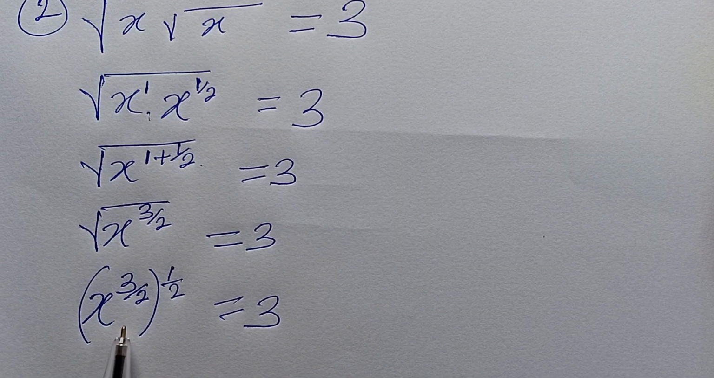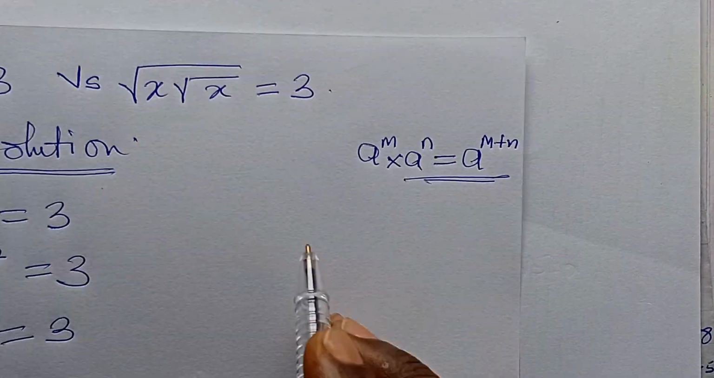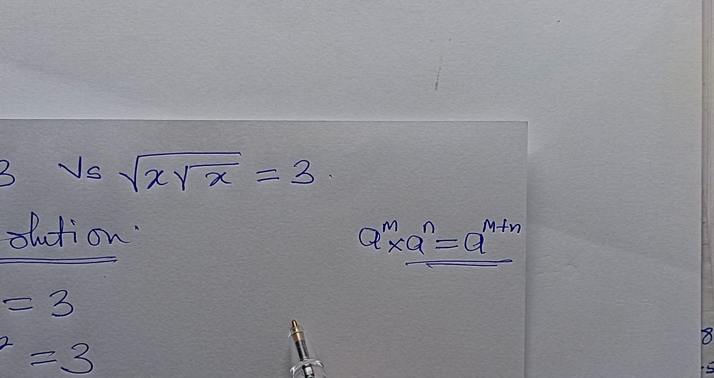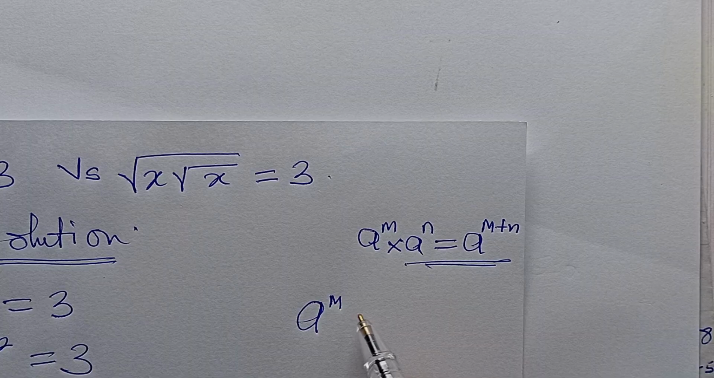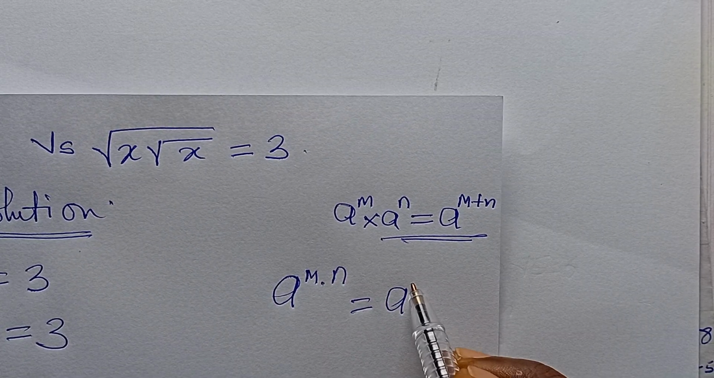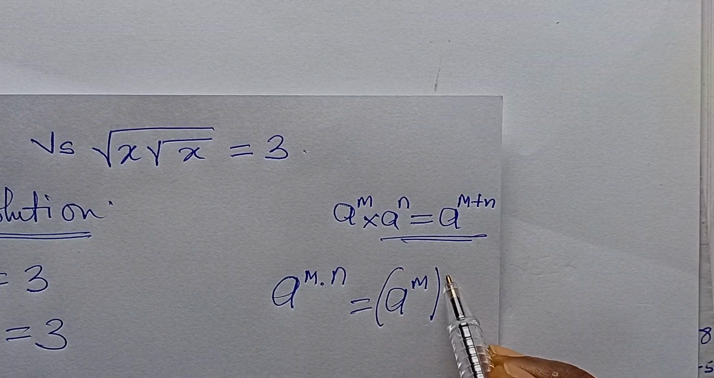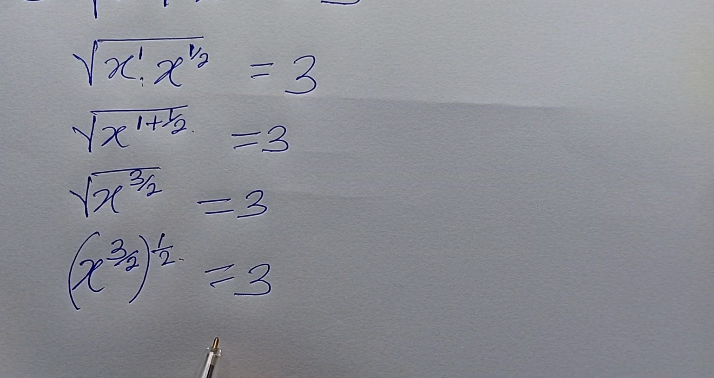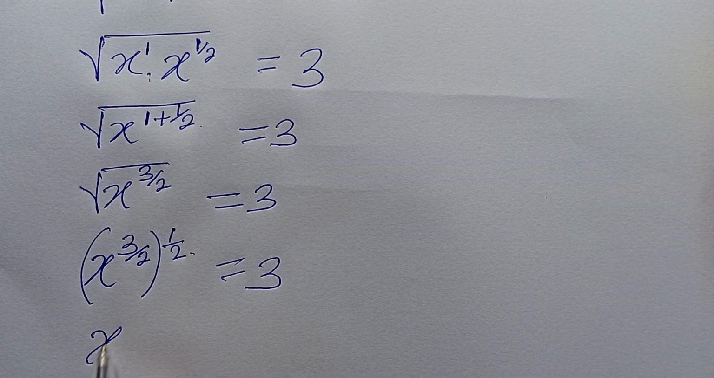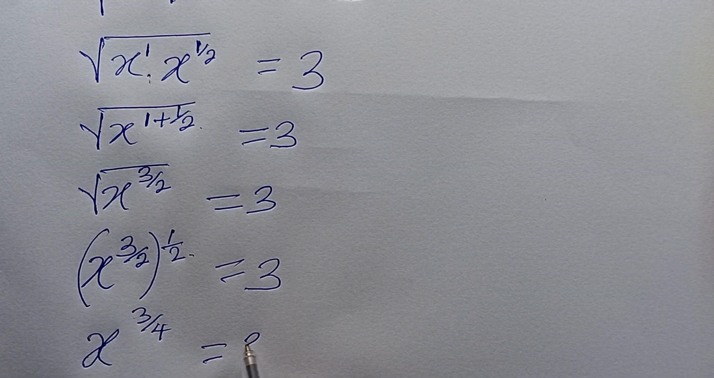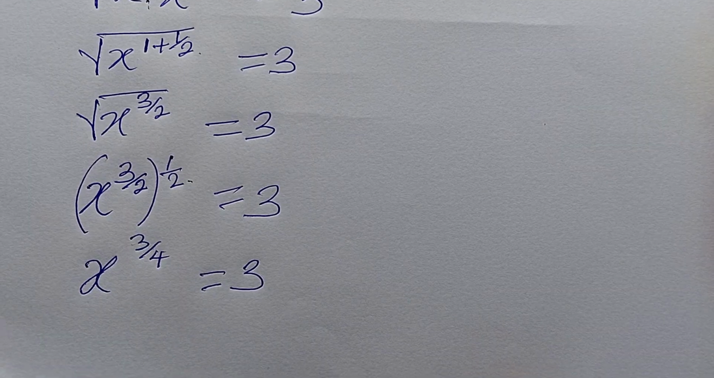But again, we apply the law of indices, which says that whenever you have an expression of this kind, a to the power of m, in bracket raised to n, this is equal to a to the power of m times n. So with this, we just have to multiply this exponent by this exponent. And when we do that, we're going to have x raised to the power of 3 all over 4 equal to 3. Remember, we are looking for x here.